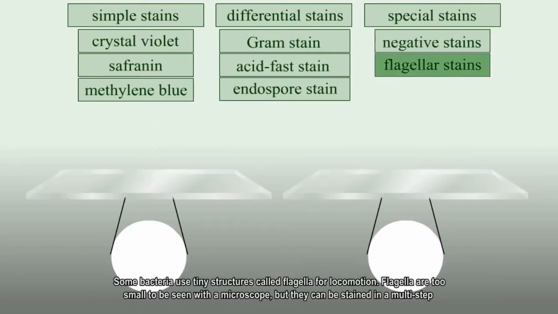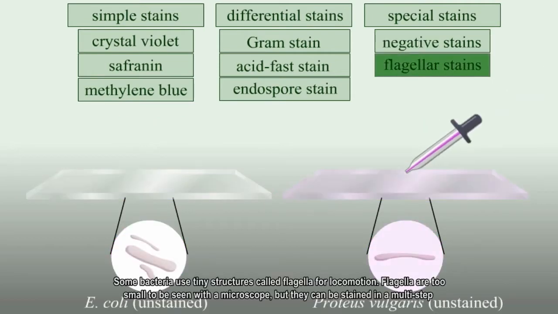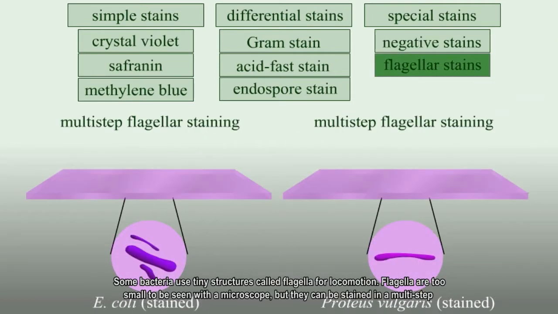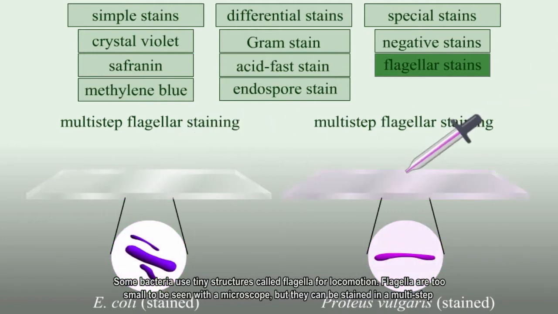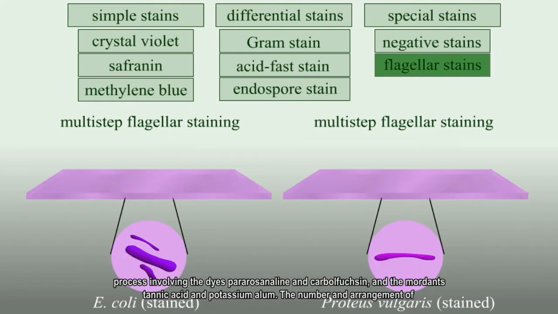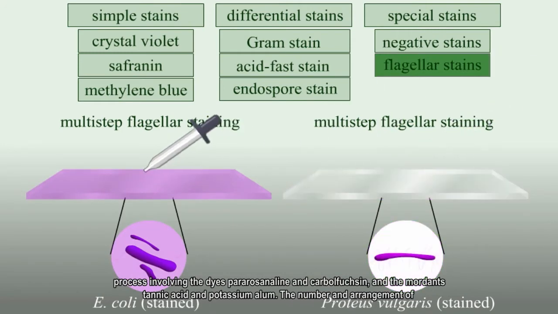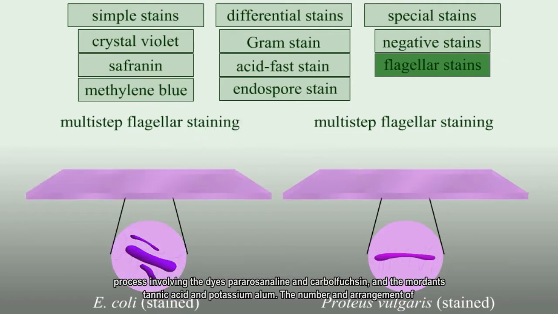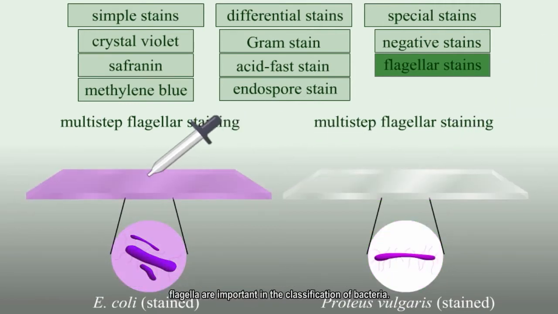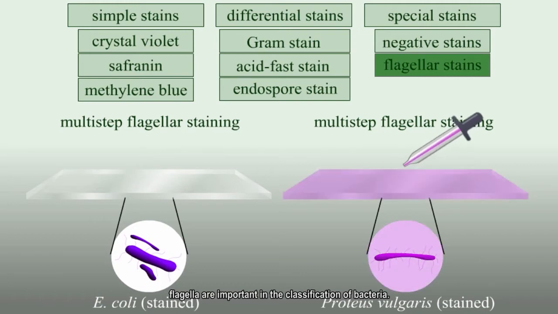Some bacteria use tiny structures called flagella for locomotion. Flagella are too small to be seen with a microscope, but they can be stained in a multi-step process involving the dyes pararosaniline and carbol fuchsin, and the mordants tannic acid and potassium alum. The number and arrangement of flagella are important in the classification of bacteria.